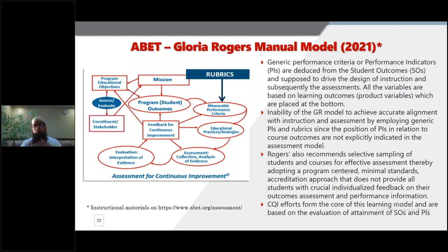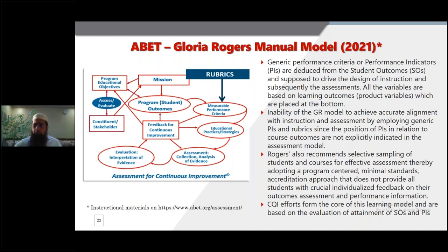So this is a variance from what a majority of assessment experts say, which is to have educational strategies after assessment and to have the performance criteria after the enabling outcomes. Remember, program outcomes are the culminating outcomes. Course outcomes are the enabling outcomes, and the performance indicators, all those enabling outcomes, are called discrete outcomes. In this particular model, you see measurable performance criteria are generic. So that's another aspect we could be talking about, generic versus specific performance indicators.